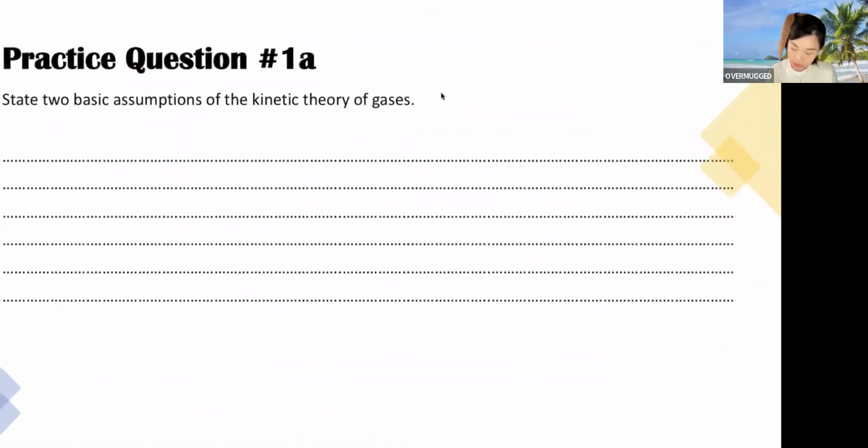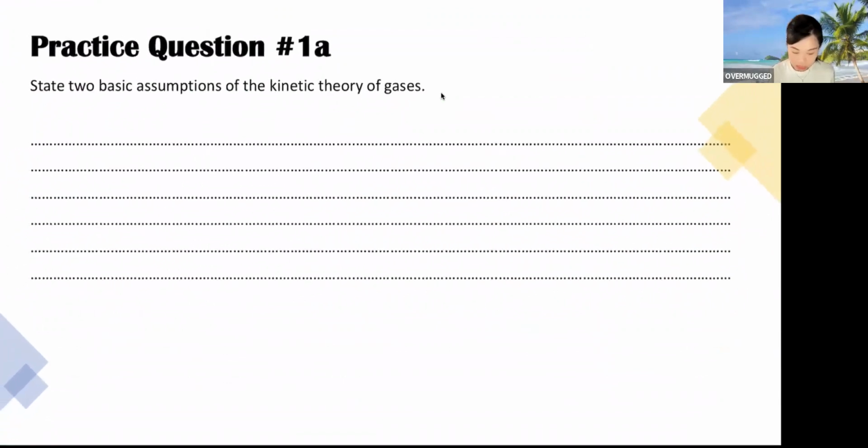Okay, so let's take a look at the first question. Now, it says here, state two basic assumptions about the kinetic theory of gases. This is mainly just asking you to lead you to the ideal gas law. So, what are two basic assumptions of kinetic theory? Usually, the more popular one that we like to mention, right?